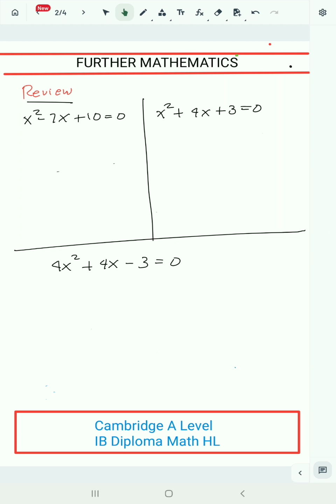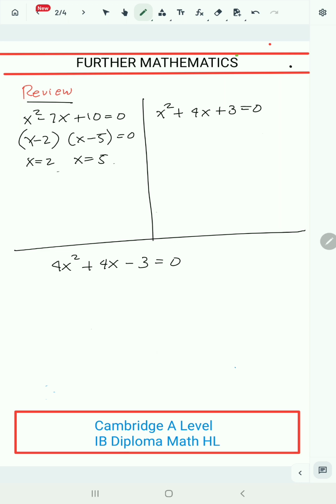Let's have a review of your A level first, solving quadratic equations. In solving quadratic equations, you have learned that you can find the roots of the equation. The first one, you can factor it out as x minus 2 times x minus 5 equals 0, and the roots are x equals 2 and x equals 5.